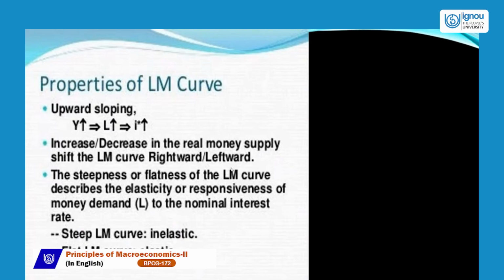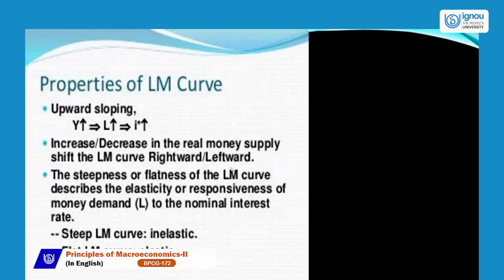So, increase or decrease in the real money supply shifts the LM curve rightward or leftward. If there is an increase in money supply, LM shifts to the right hand side, and if there is a decrease in money supply, then LM shifts to the left hand side. And the steepness or flatness of the LM curve depends upon the level of income and the rate of interest. LM curve may be steeper or may be flatter.